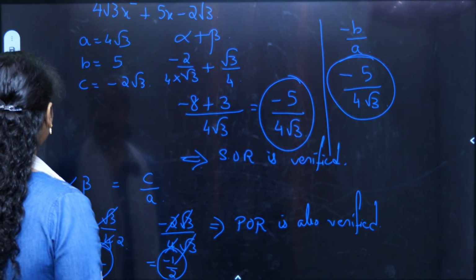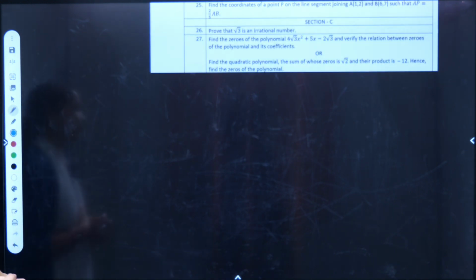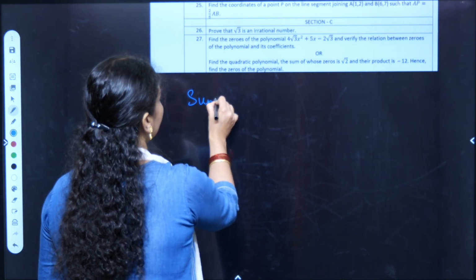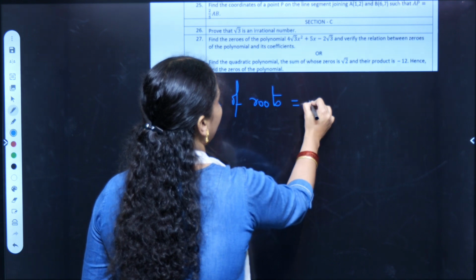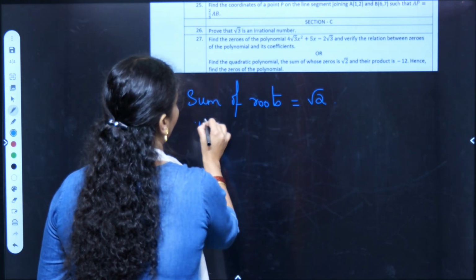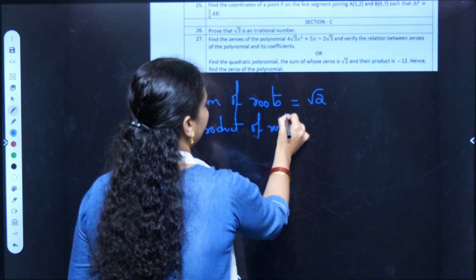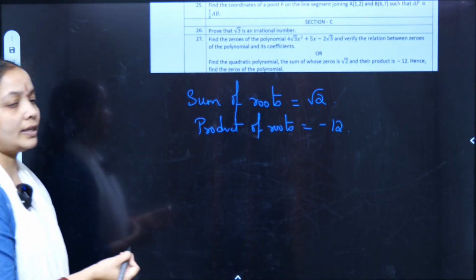Moving on to the next question, which is telling me to find the quadratic polynomial whose sum of zeros, sum of roots, is root 2 and product of roots is negative 12. Sum of zeros means sum of roots. I have to find a quadratic polynomial.